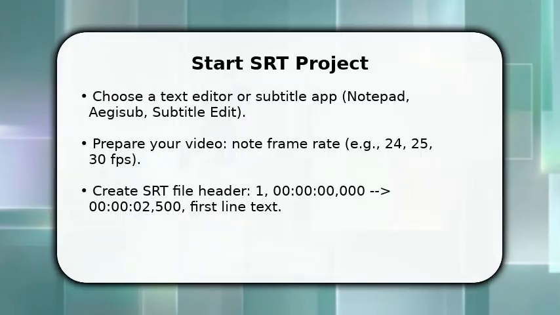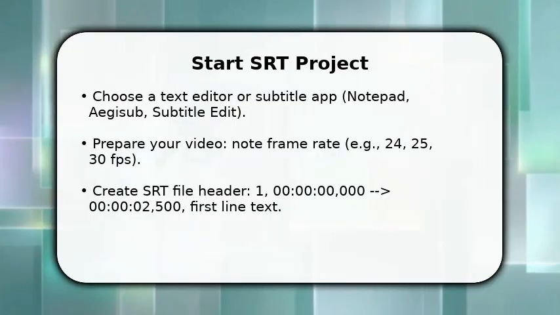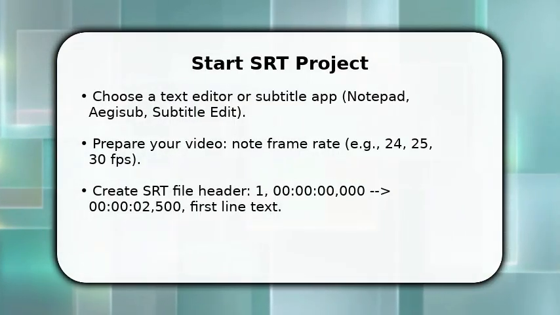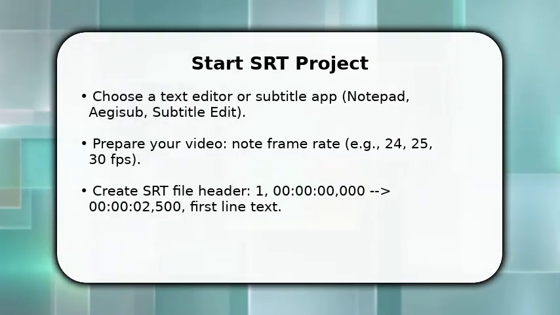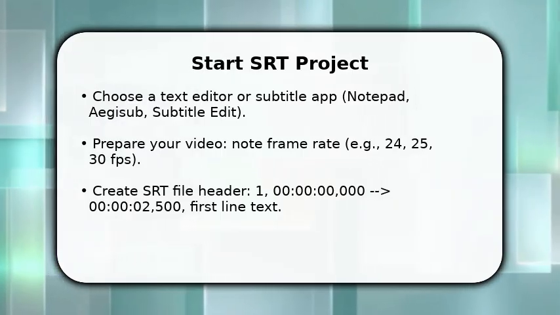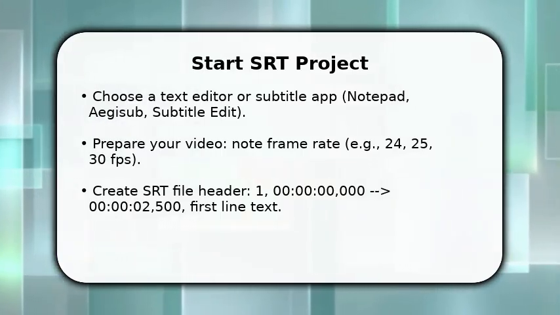You start by opening your video and a text editor or subtitle app so you can work side by side. This saves constant switching. Load the video and confirm the frame rate because timing depends on it. If wrong, subtitles drift. Create your first SRT entry immediately.